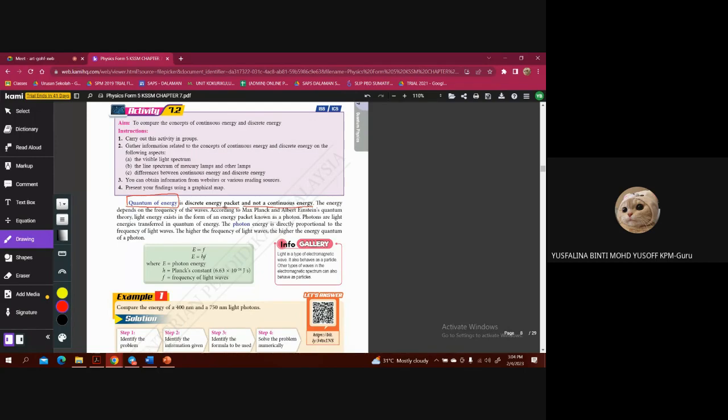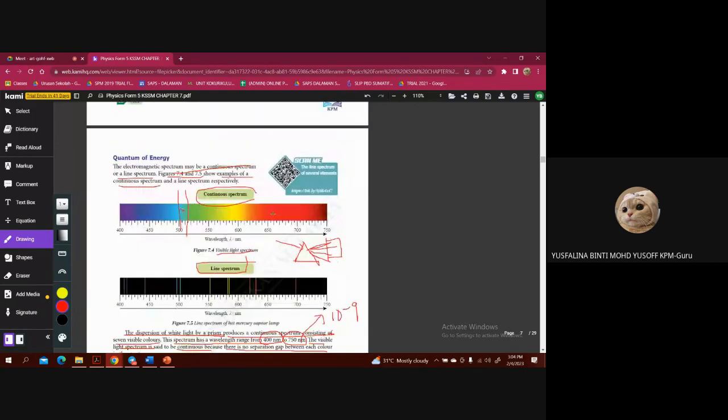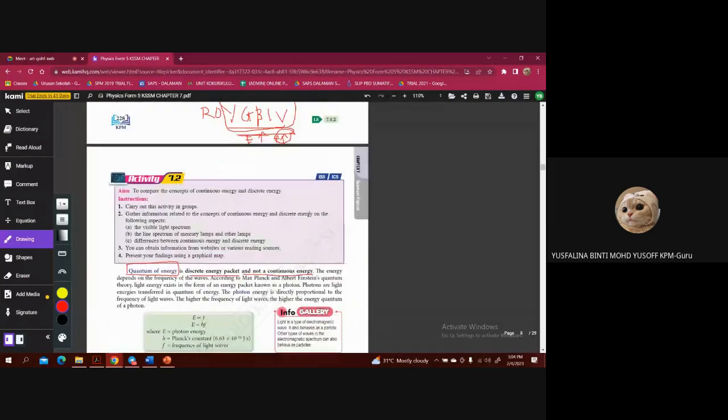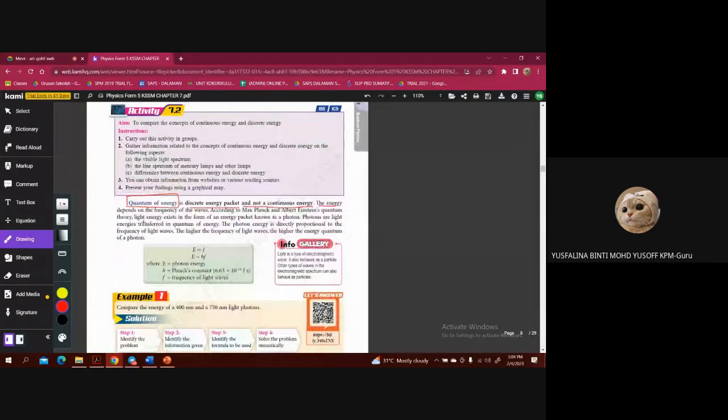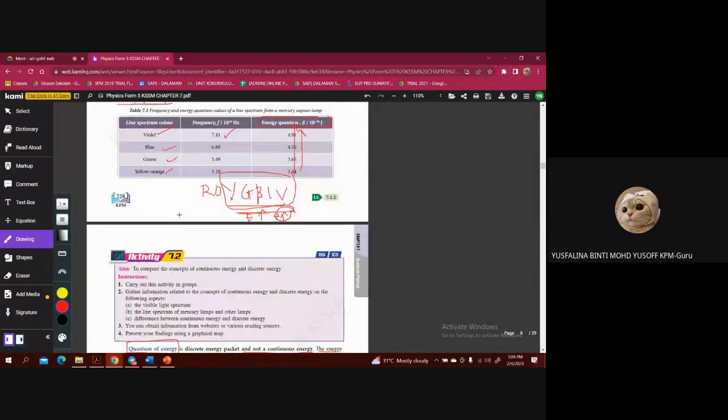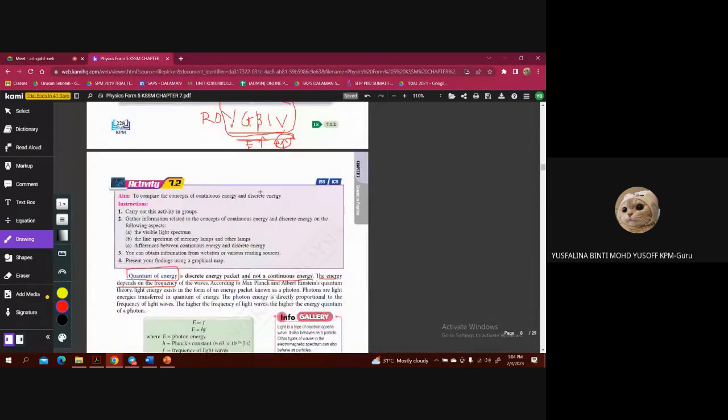Okay, and it's not continuous, like this one. So it says here the energy depends on the frequency. That one I already said just now. Okay, it depends on the frequency.